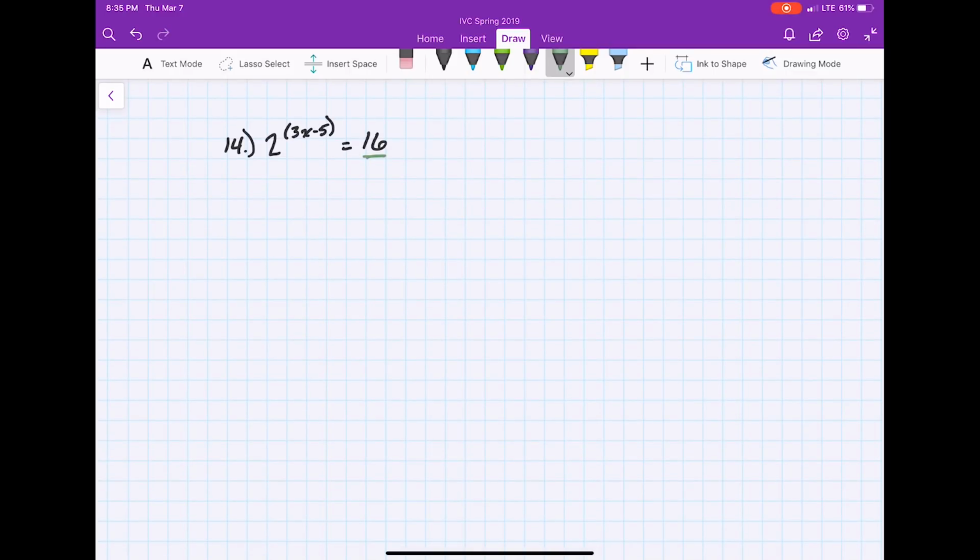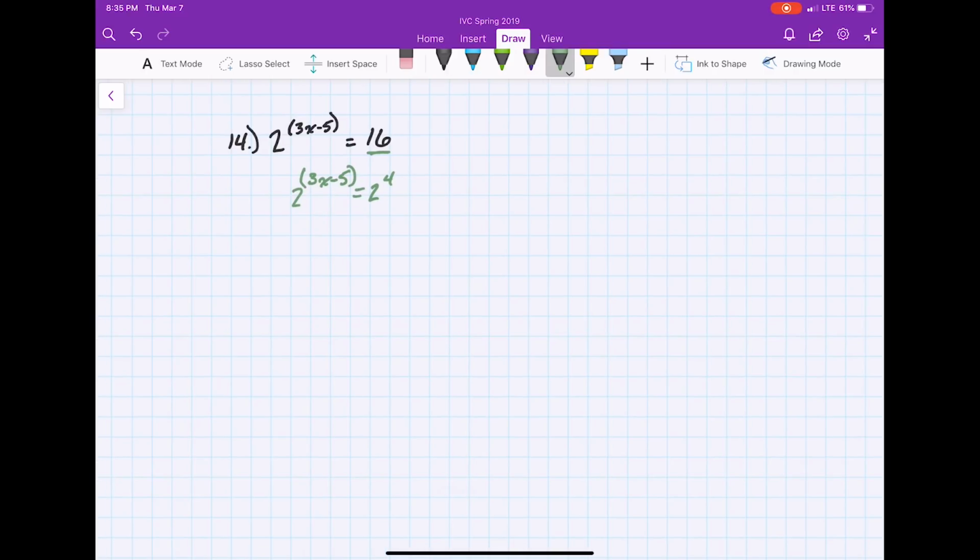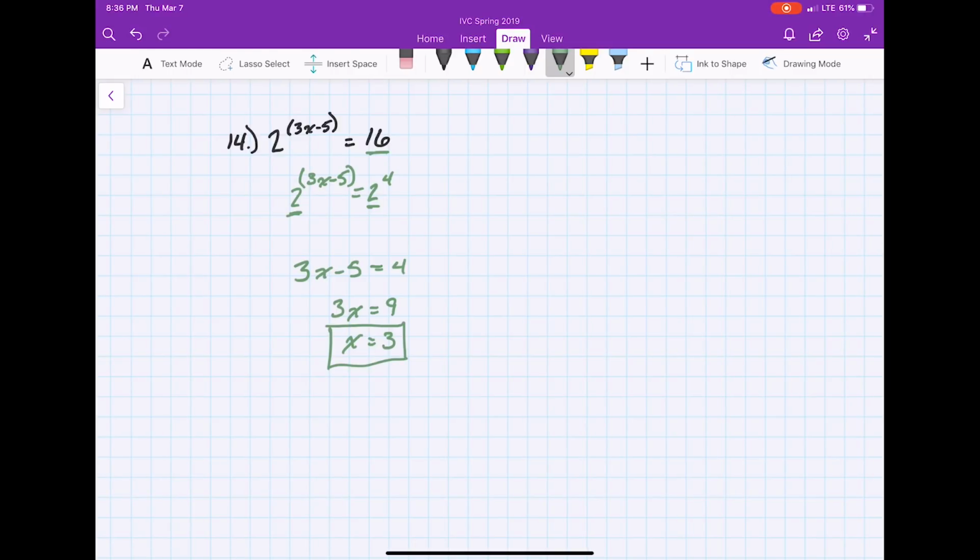Super easy on that one. Here's one that's a little more difficult. Now I know 2 is a factor of 16, so 2 to the fourth is 16. So I've got 3x minus 5, and the bases are the same, the 2's. So I can set the exponents equal to each other. So that's going to be 3x minus 5 equals 4. Add 5 to both sides. We will get 9. Divide both sides by 3, and we're going to get x equals 3. Super straightforward on that one.